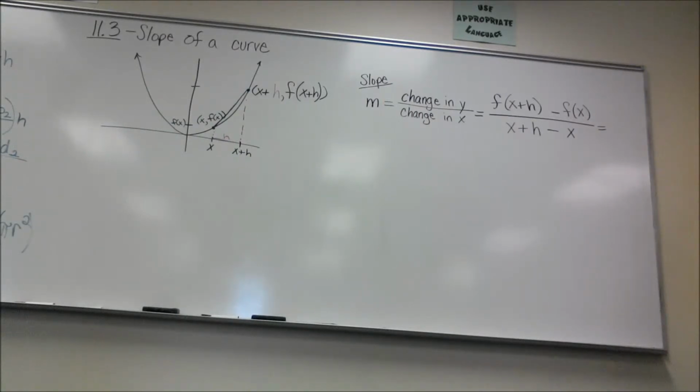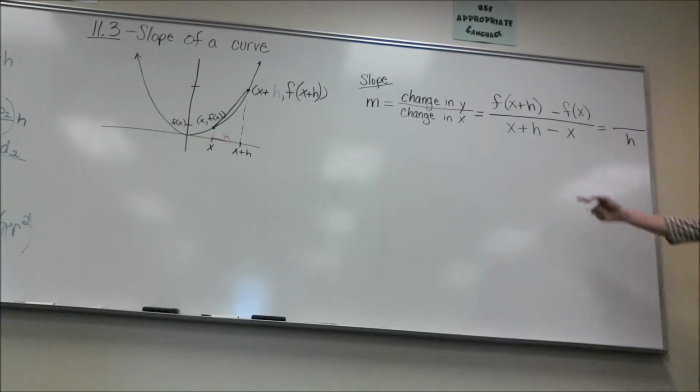Can I simplify the denominator at all? Let's go there. Yeah, h. Get rid of the x's. So the denominator comes out to be just h. The numerator doesn't simplify. You can't do anything.